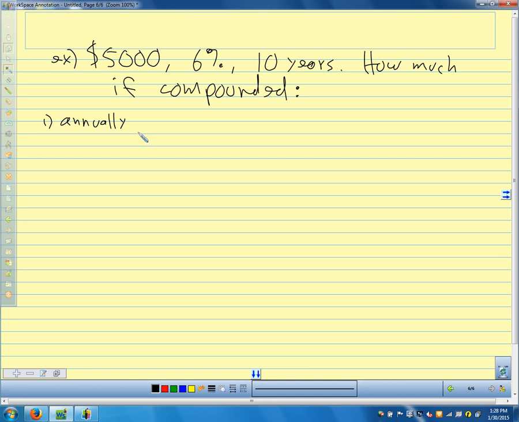So if we're compounding annually, what is N? N equals 1. 1 compounding period per year. So our amount, the way we calculate, is going to be 5,000 times 1 plus, we write our interest rate as a decimal, 0.06 over 1, to the 1 times 10. And then we would calculate this in our calculator.